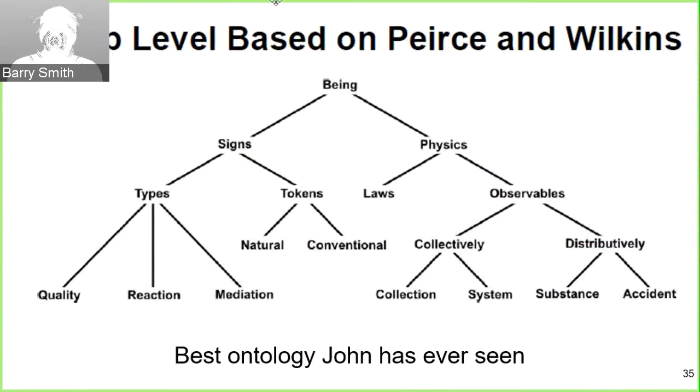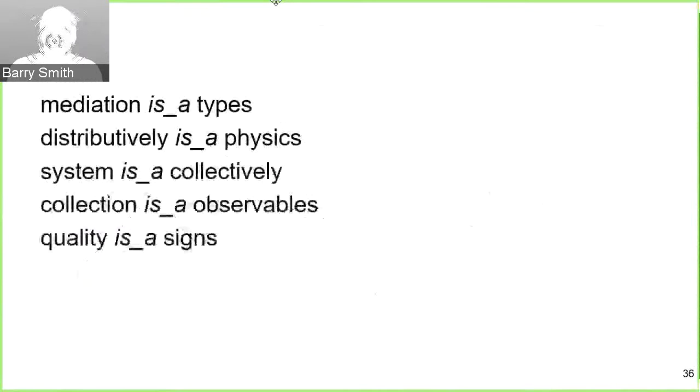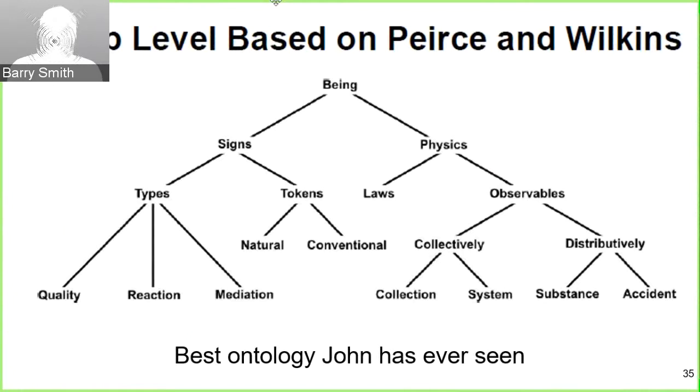Now, I don't understand even the beginnings of this ontology. So what are these lines connecting the terms? Is-a. So if it is is-a, then we end up with things like mediation is a types, or distributively is a physics, or quality is a signs. None of those things mean anything to me. It can't possibly be is-a, or if it is, then no one thought through what the consequences would be from the fact that is-a is transitive. So it's not yet quite the best ontology I have ever seen.